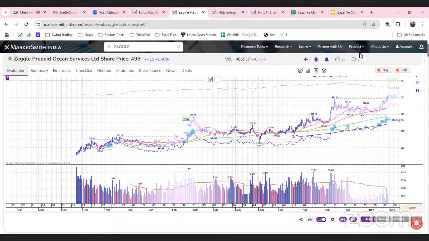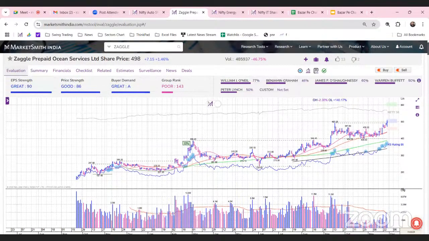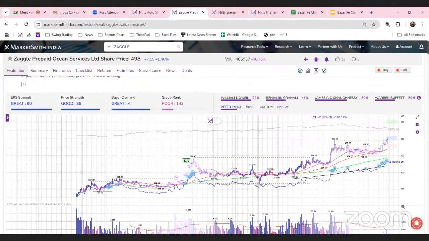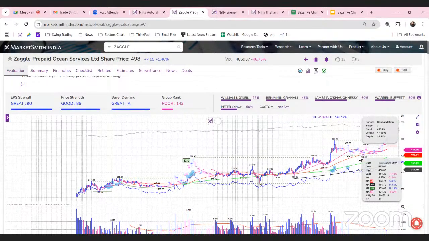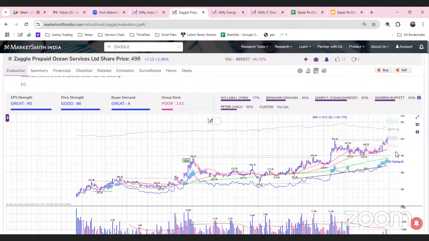So Jaggle, positive trend as per the O'Neill methodology. It is about to give a pivot breakout. Trend, sentiment, everything is positive in this particular stock. It is showing a stage 3 consolidation breakout. So maybe in the coming days, this particular stock may do good.